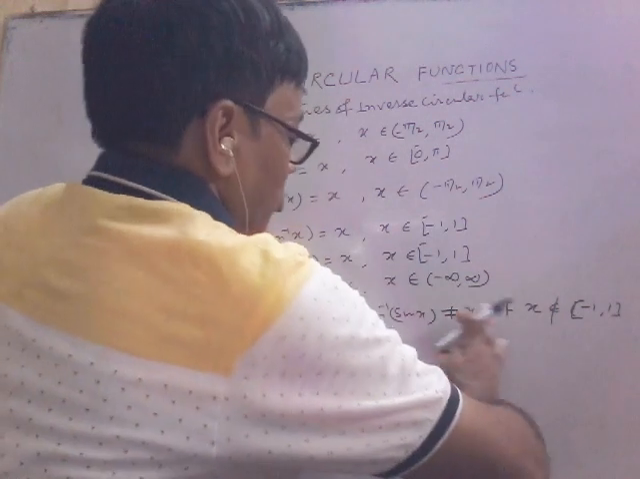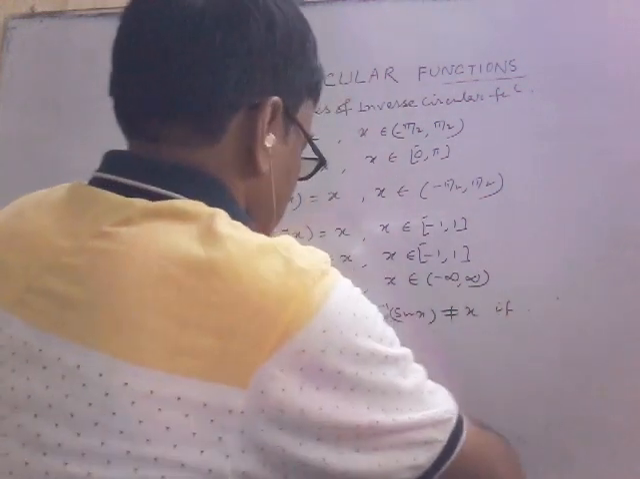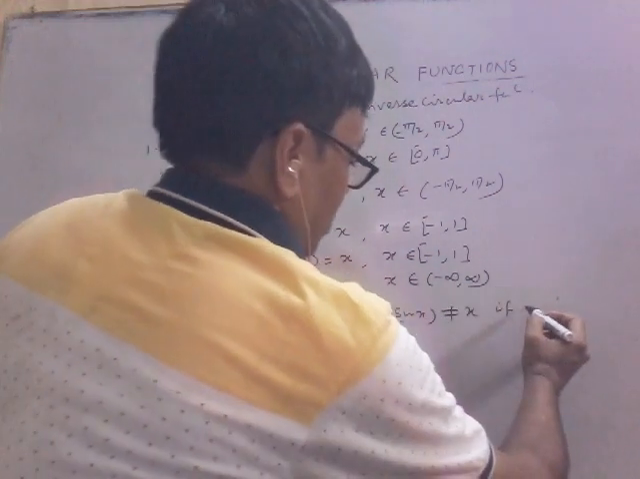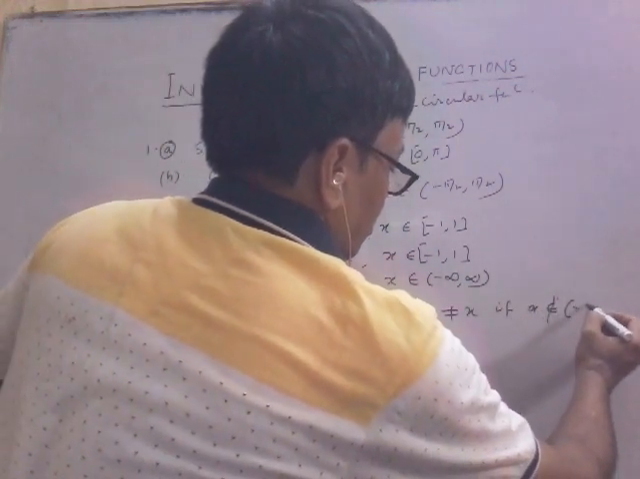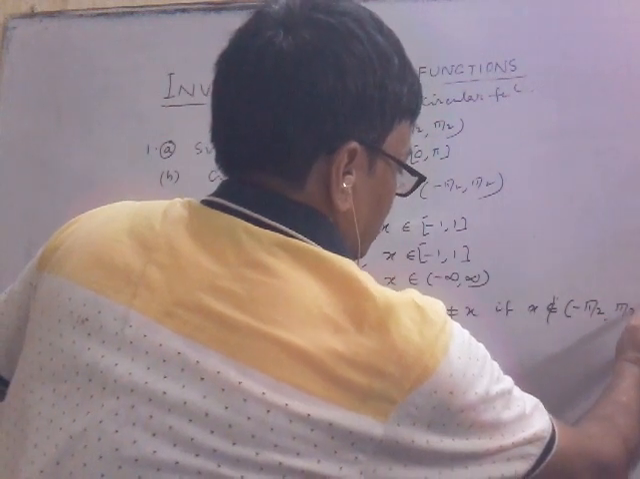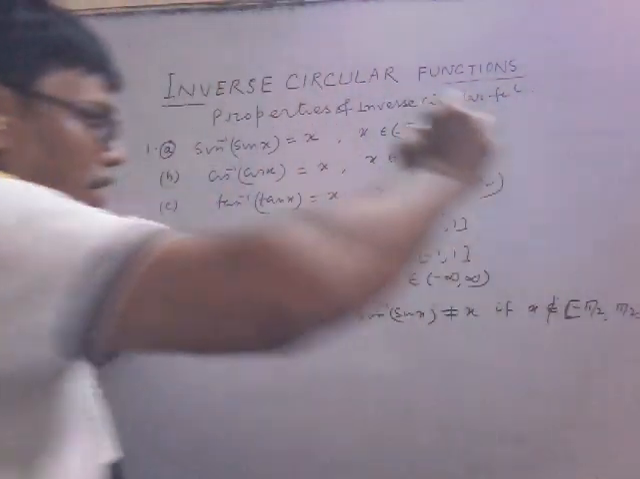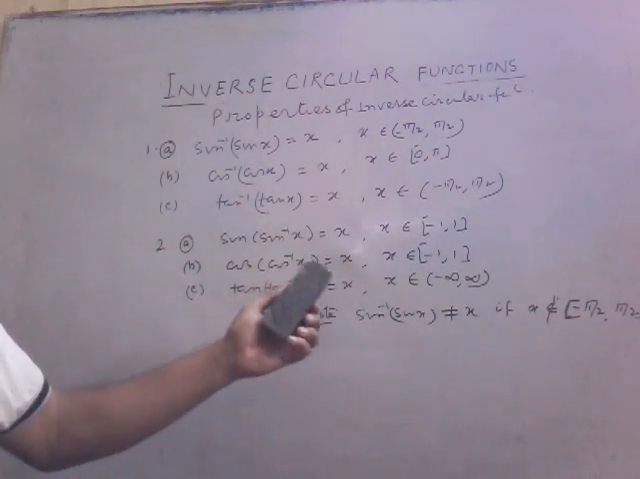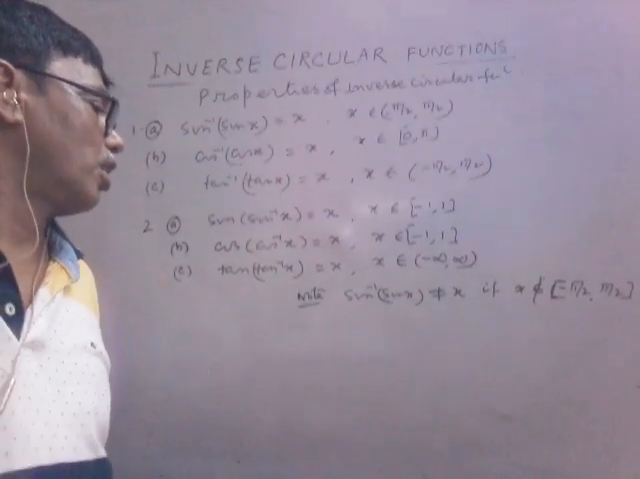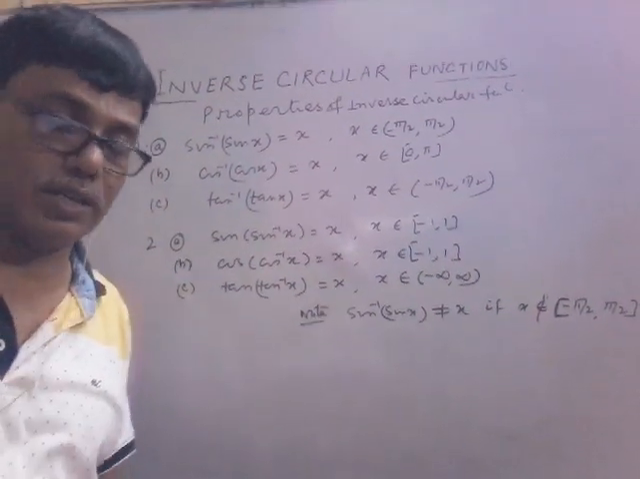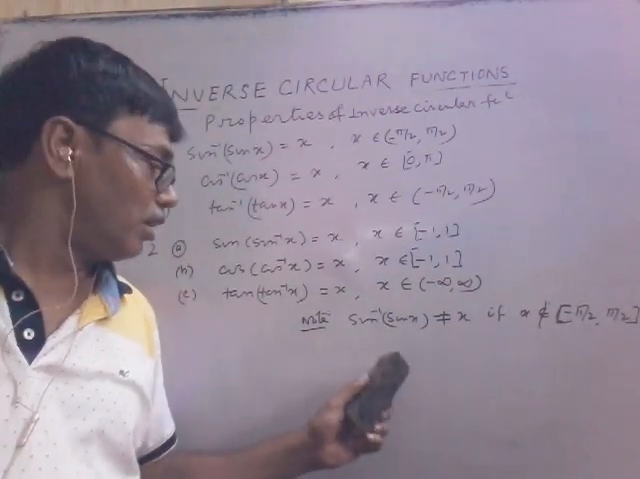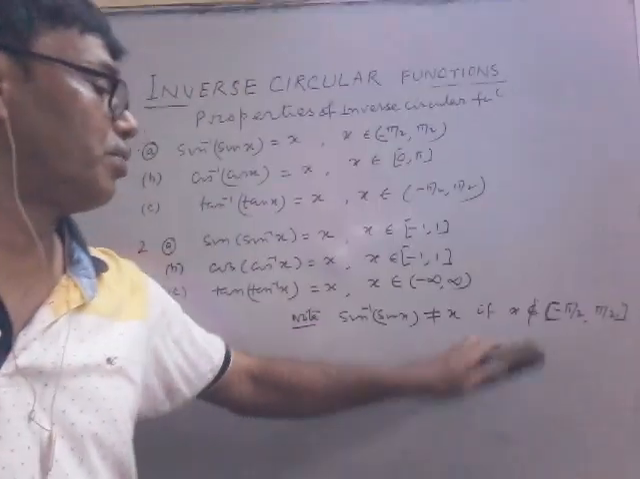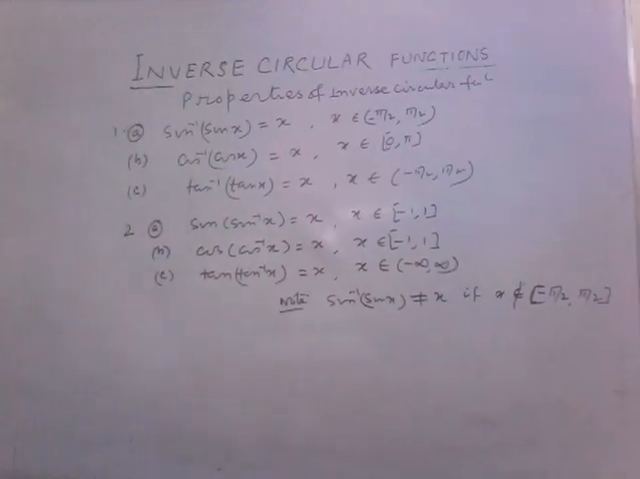Sorry, sin inverse sin x is not equal to x if x does not belong to minus pi by 2 to plus pi by 2. You will learn later, when you know the graph of inverse trigonometric functions, that you can write the results for different restrictions of x.